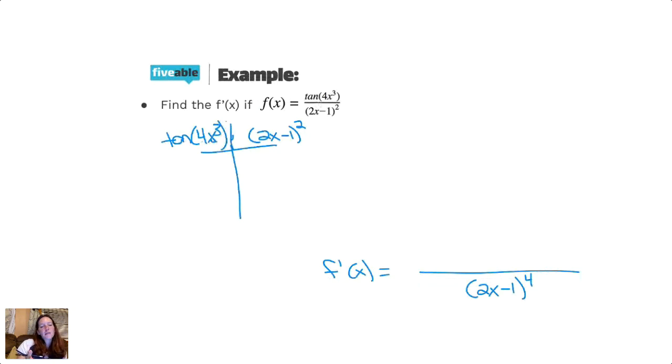So I'm going to take my derivatives. For my first function, I've got tangent of 4x to the third. So I want the outside function, which is tan of something. The derivative of tan of something is secant squared of something. Plug in the inside. Now we're going to take times the derivative of the inside. So 3 comes down to the 4, and we get 12x to the 3 minus 1, which is 2.